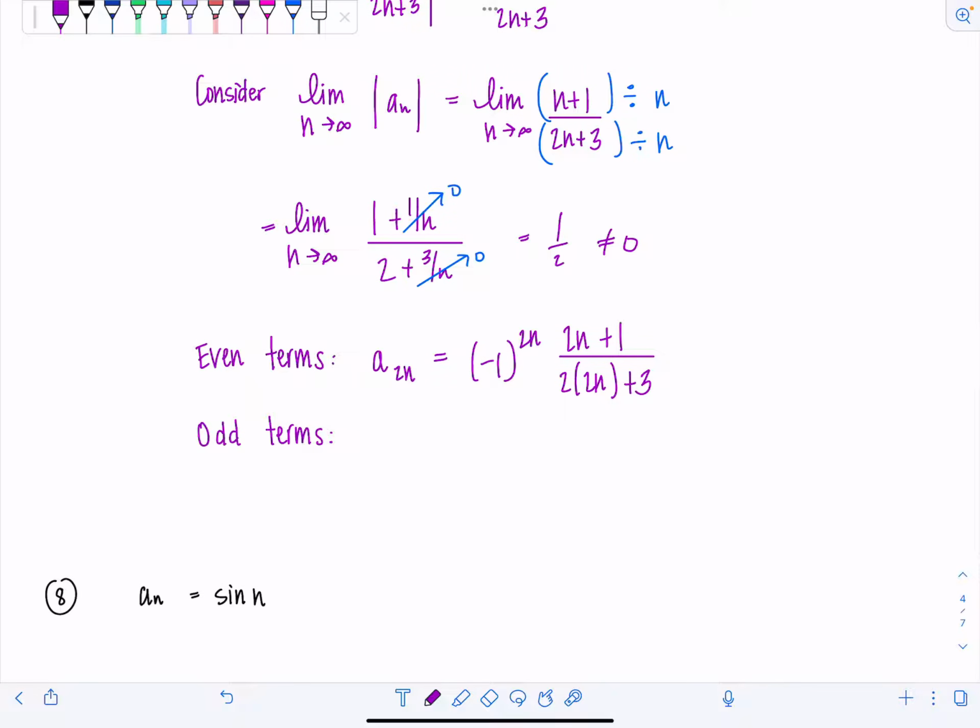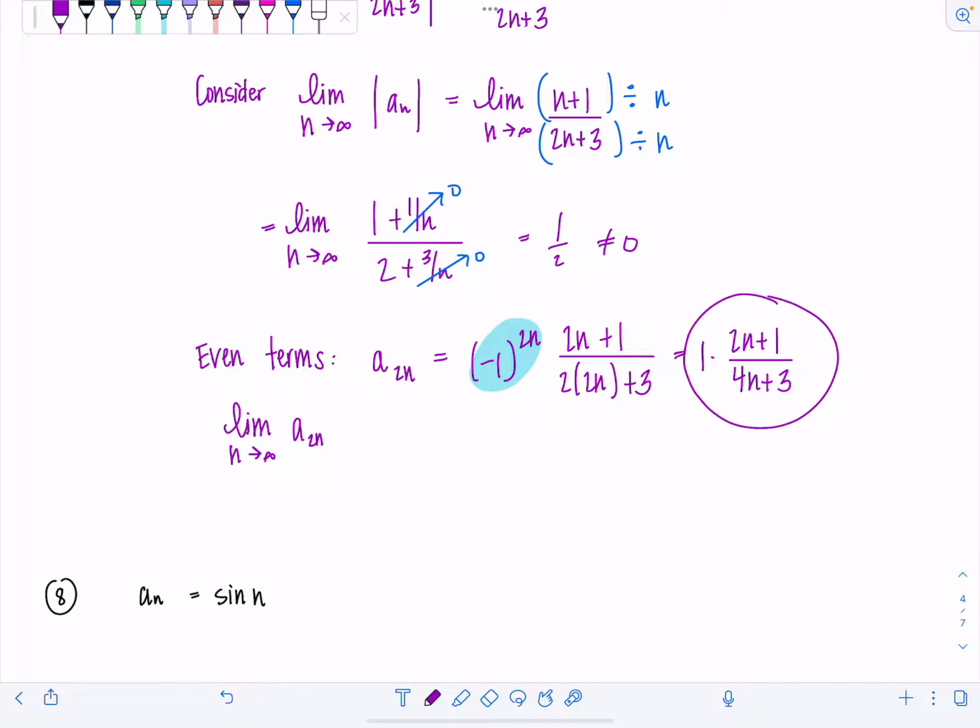Well, what results? Well, (-1)^(2n) is just going to be +1 because you're always raising it to an even power. So you're just going to have 1 times (2n+1)/(4n+3). And it's not hard to show, let me just get this out of the way, it's not hard to show that the limit as n approaches infinity of a sub 2n, of these even terms, is going to be +1/2.